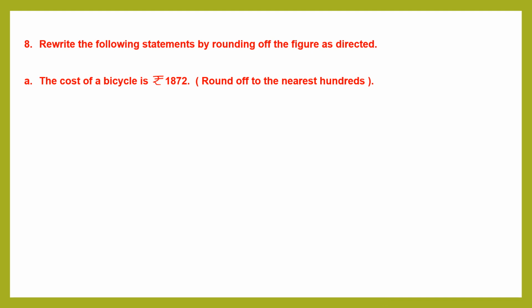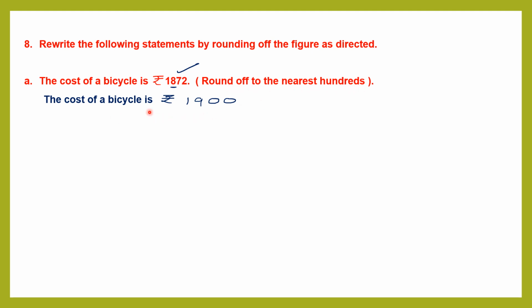So which is the digit in the hundreds place? Ones, tens, hundreds. We have 8 in the hundreds place. Look at the digit to its right, and then change it. So the cost of a bicycle will now be, we'll put the rupees. Now, 1 will remain as it is. 8 will increase by 1 because the digit next to it is more than 5. So let's write 1. 8 plus 1 is 9, and in the place of the other two digits we put 2 zeros. So now we have found the cost of the bicycle to be 1900 when you round it off to the nearest hundreds.